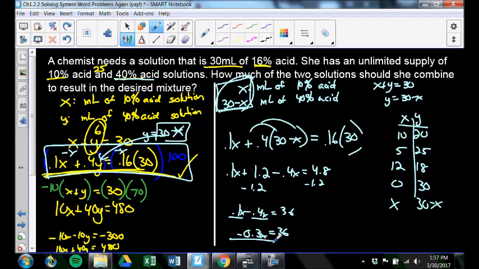and that's a problem. Because this shouldn't be coming out negative. If it comes out negative, something is definitely wrong. So where did I go wrong? 0.4 times 30 is not 1.2. 0.4 times 30 is 12.